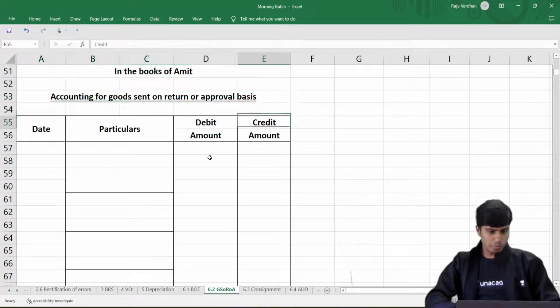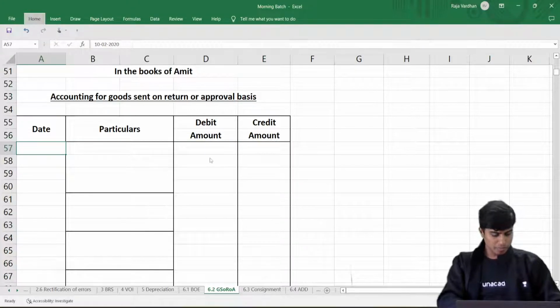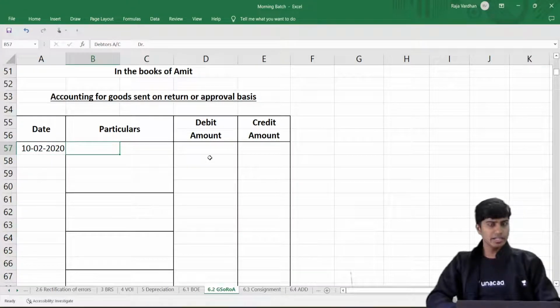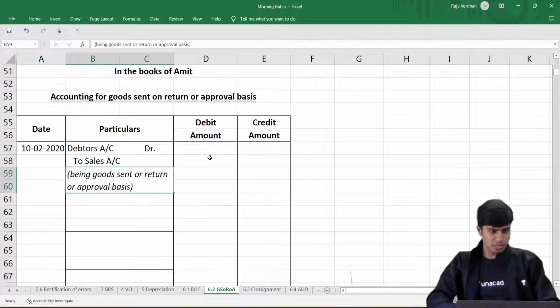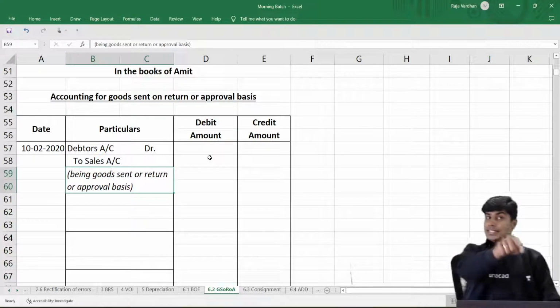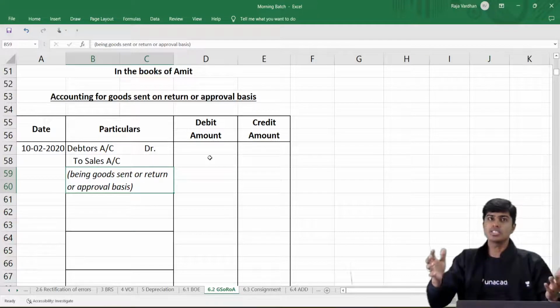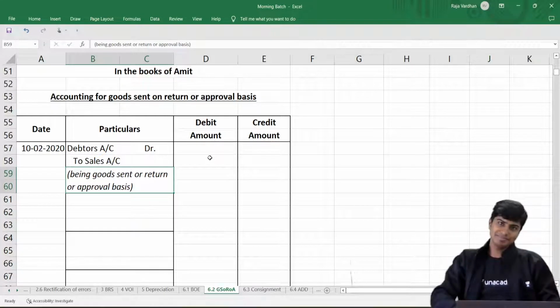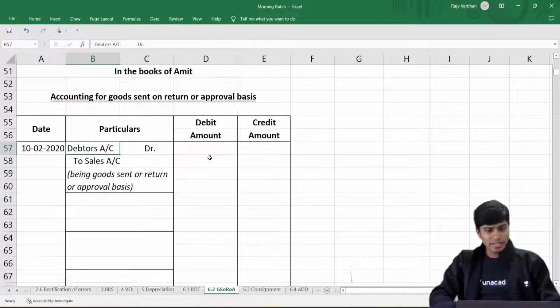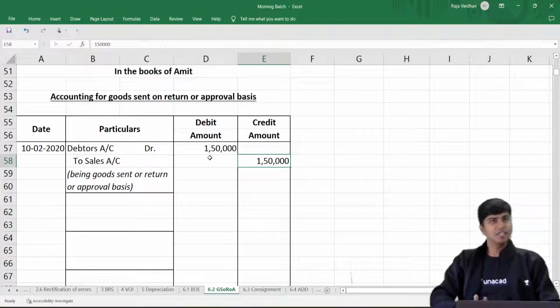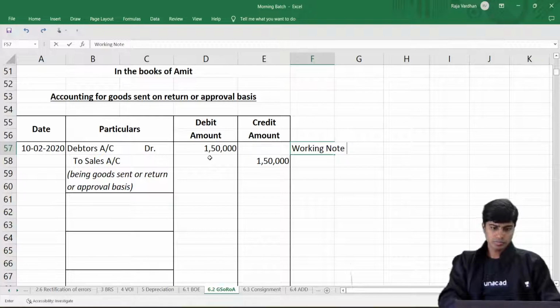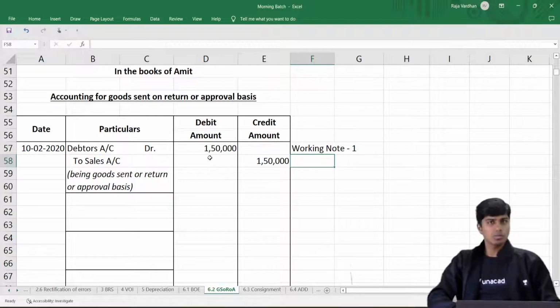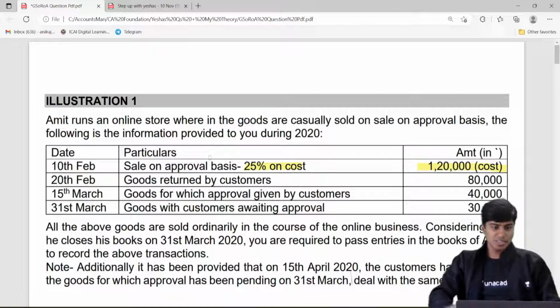So in the books of Amit, on the 10th of February, I would write a simple sale entry, debtors account debit to sales. We can in fact write it as trade receivables debit to sales as well. Being goods sent on return or approval basis, recorded as sale when it is sent because Mr. Amit is optimistic. The amount is 1,50,000. Working note number one has the information as to the reason why it is so.